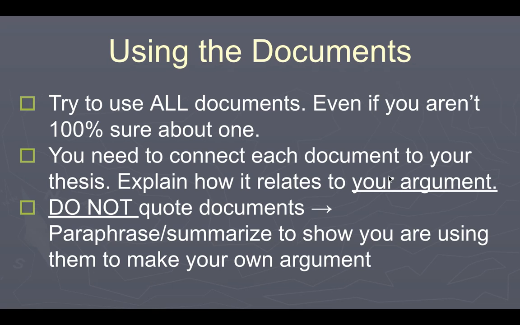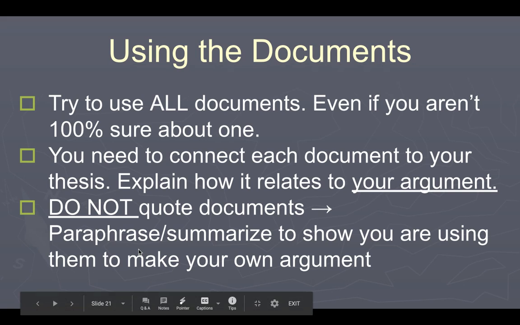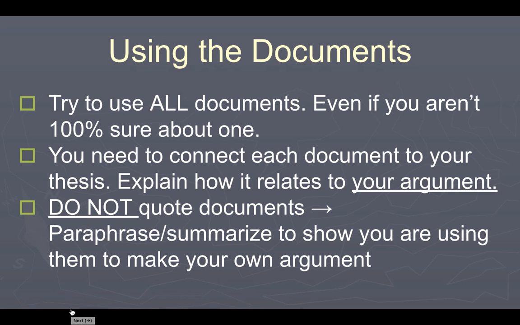You do get 1 point for just using 2 of the documents and relating it to the topic of the prompt, but you get that second point by making sure at least 4 of those documents are supporting your argument. And then finally, do not, under any circumstance, quote the documents. Paraphrase, summarize to show you are using them to make your own argument, but do not quote.